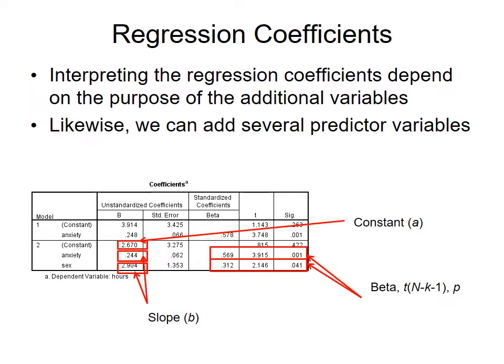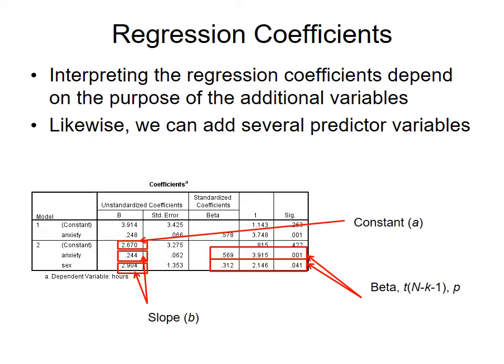Again, notice it does change slightly when we add sex. So anxiety is now a 0.244. That probably represents that anxiety and sex, and in this case most likely gender, is somewhat slightly related. So when we add sex or gender to this model of prediction, it takes a little bit of that variance that was explained by anxiety and is now assigning it to sex.